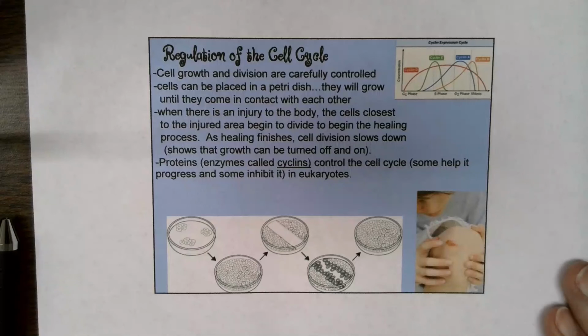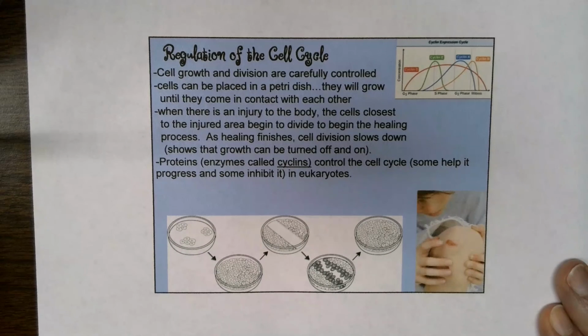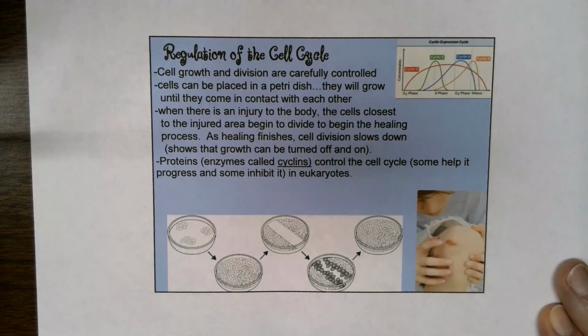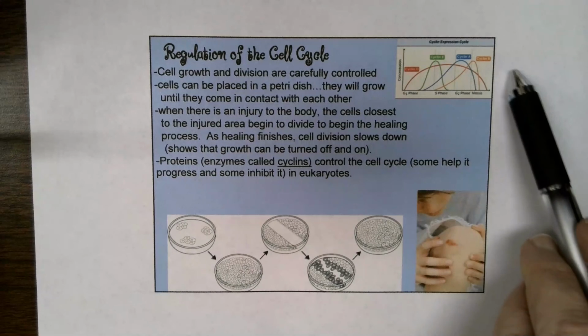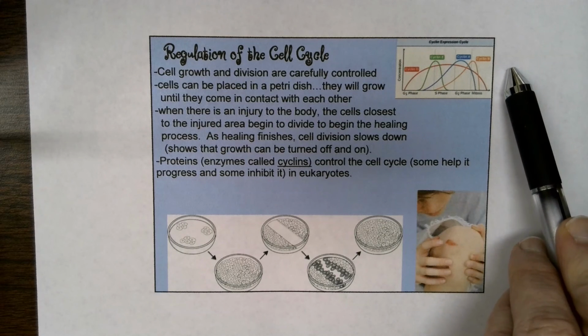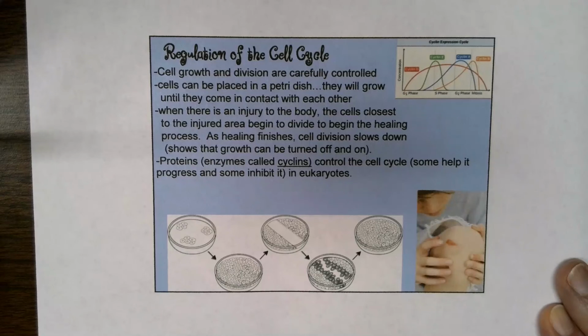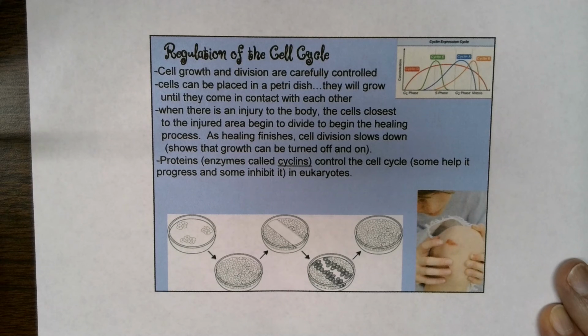All right, and so then the last two slides on this set of PowerPoint notes. This one here about regulation of the cell cycle. So notice it says cell growth and division are carefully controlled. Over here, we see a graph of what are called a bunch of different cyclins. Each colored line on there is a different cyclin. So think of these as proteins, as enzymes that are controlling the cell cycle.